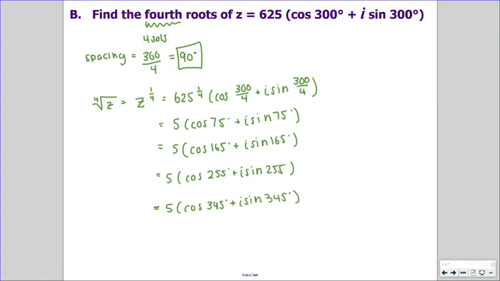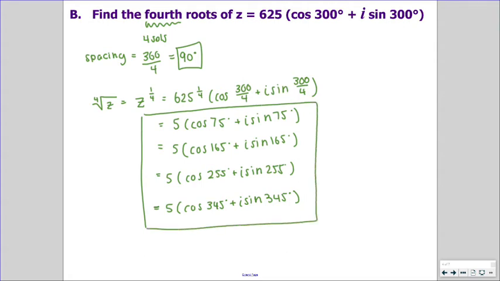If we were going to add another 90, right, if we didn't stop at 4, we'd get to 435. And 435 is just coterminal with 75, so that wouldn't be a distinct root anyways. Last thing we do here is we just sketch the Argand diagram. So again, we're just going to go around and sketch each of these points.